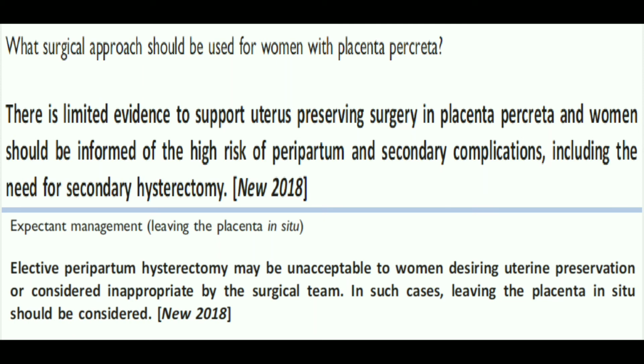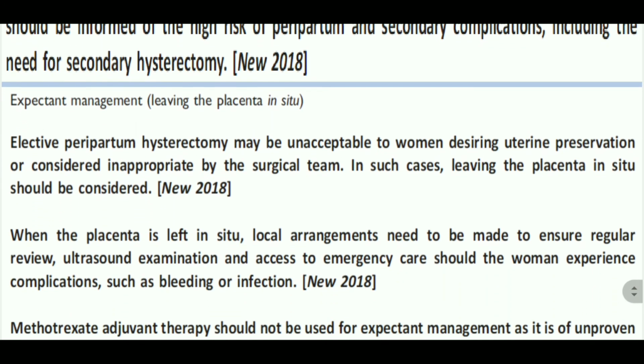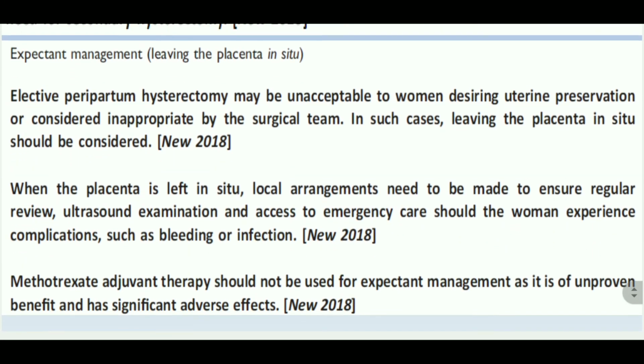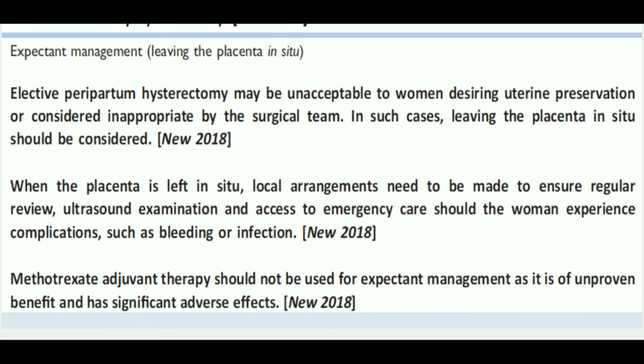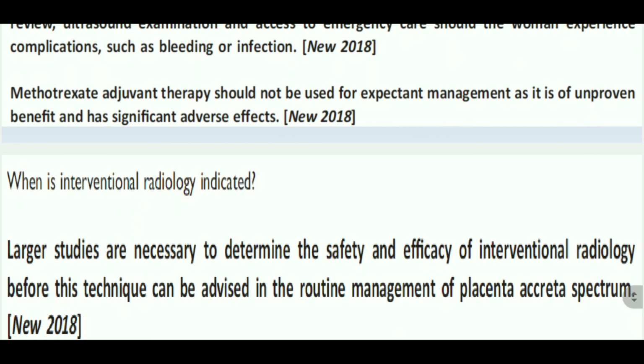including the need for secondary hysterectomy. Now, coming to the expectant management, this is very important that sometimes we leave the placenta in situ. Because it's written that elective peripartum hysterectomy may be unacceptable to the woman desiring uterine preservation or considered inappropriate by the surgical team. In such cases, leaving the placenta in situ should be considered. But when we do this, there should be local arrangement to ensure regular review of the patient, ultrasound examination, and access to emergency care in case of complications like bleeding or infection. Now, methotrexate adjuvant therapy is of unproven benefit and has significant adverse effects, so it should not be attempted.